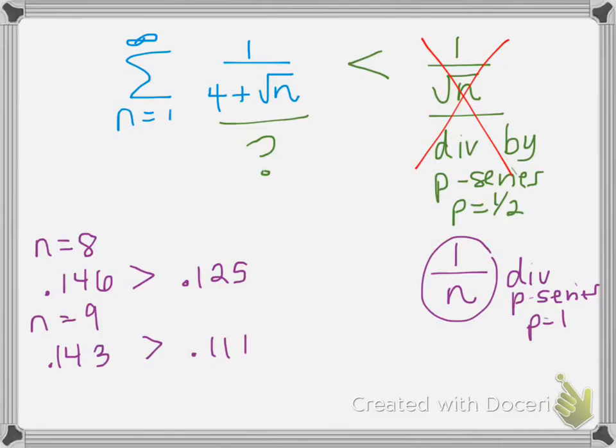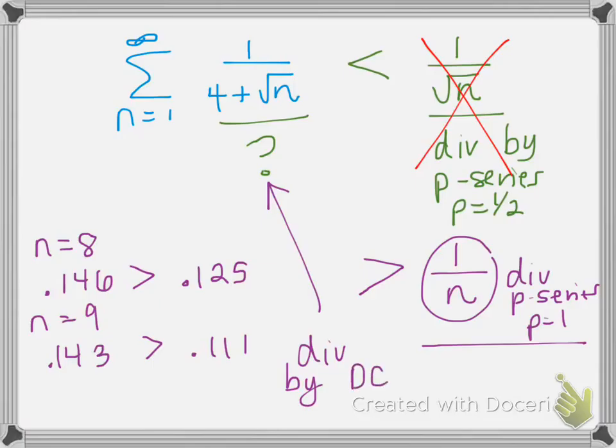What I find out is that as n is larger, plugging in 8 or 9, this function, the 1 over n, is less than the previous one we started with. Since it's a diverging series and it's less, that means that this original series diverges by the direct comparison test.